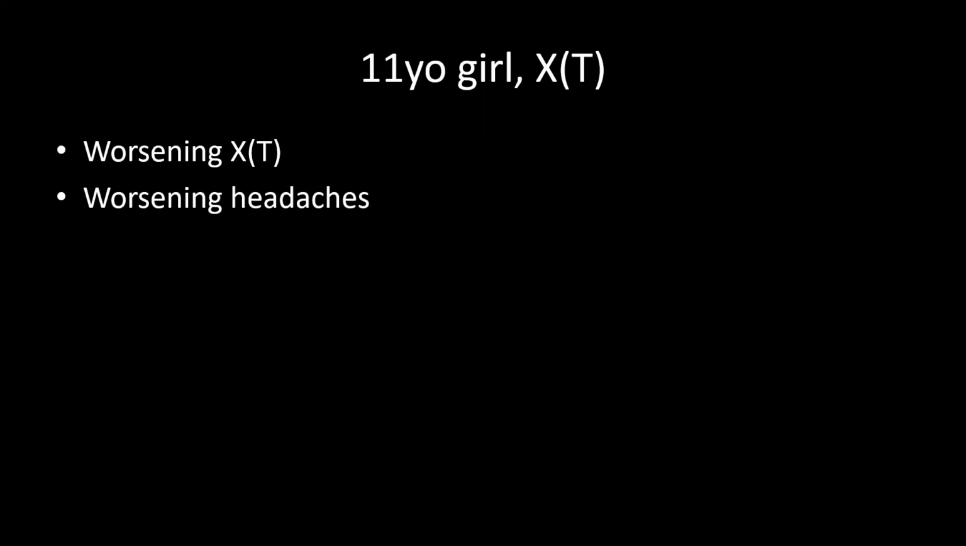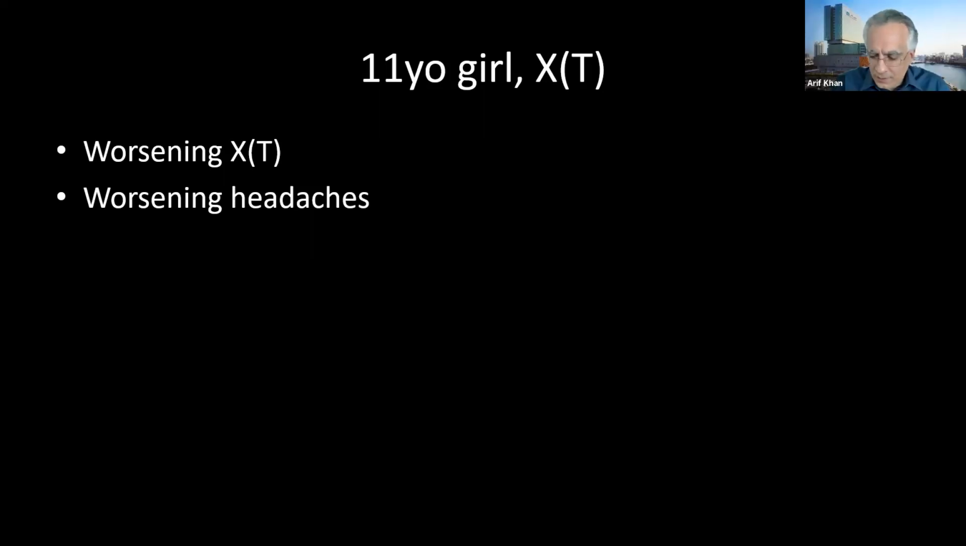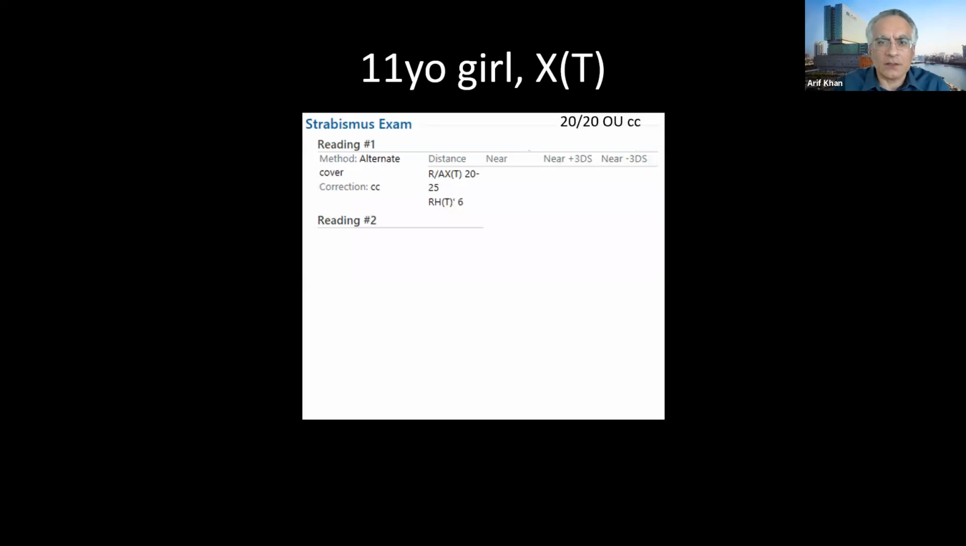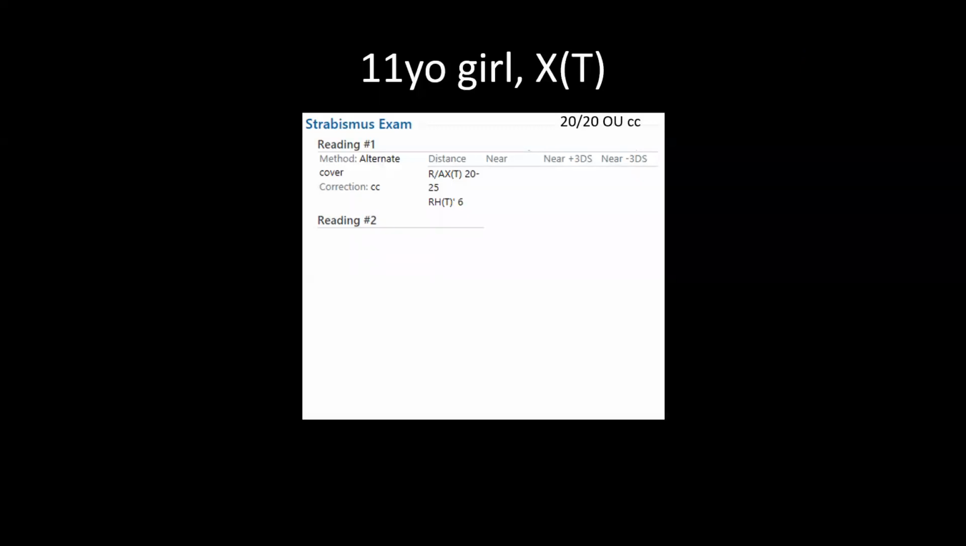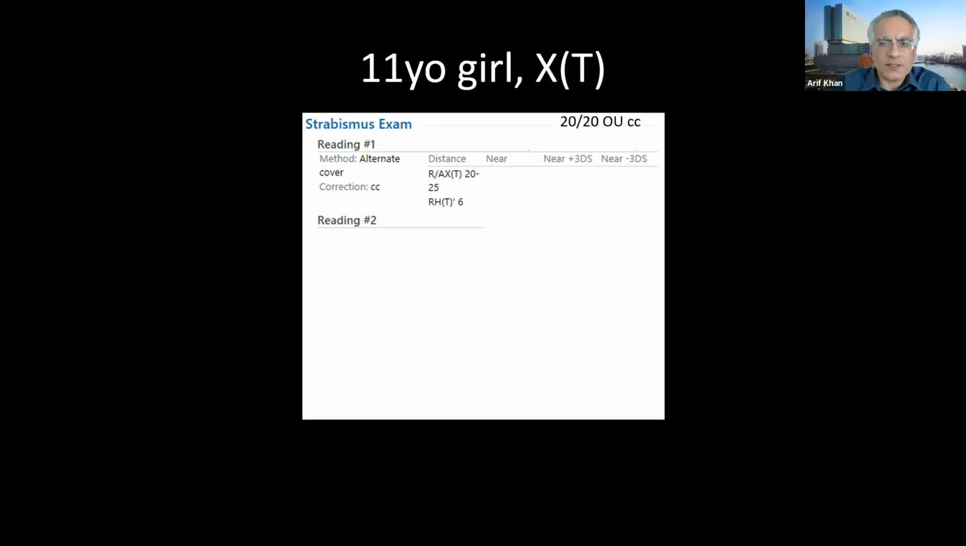Okay, very good. So here is this child. She's 11 years old, and these are her measurements at distance, and she has good vision with her glasses. And it's present, it's getting worse. Is there anything else you need to know about this patient? How's the control of the XT on physical examination? She controls it, but she breaks very easily.